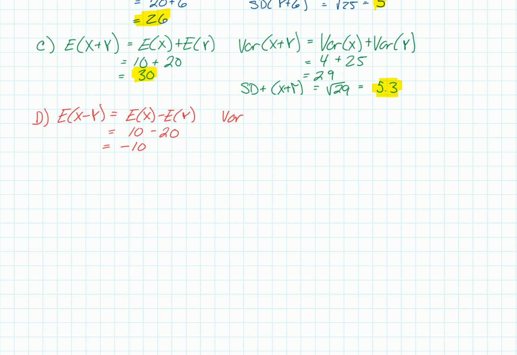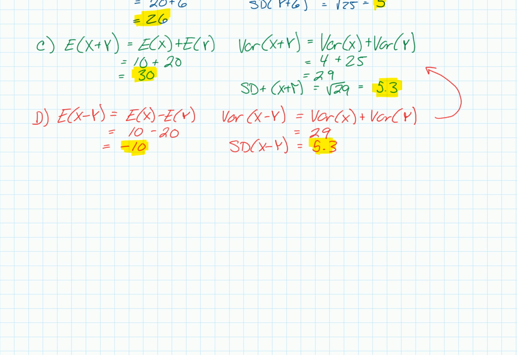We go back to variance. In variance, we have an interesting result here. We never subtract variances. So the variance of x minus y is the variance of x plus the variance of y. And so you're going to see the result for part D is going to be exactly the same as what we got in part C. So our result will be that the variance is 29, which means the standard deviation of x minus y is the square root of 29, which I estimated to be about 5.3. So we have an expected value of negative 10 with a standard deviation of 5.3. But notice how we did not subtract variances here.